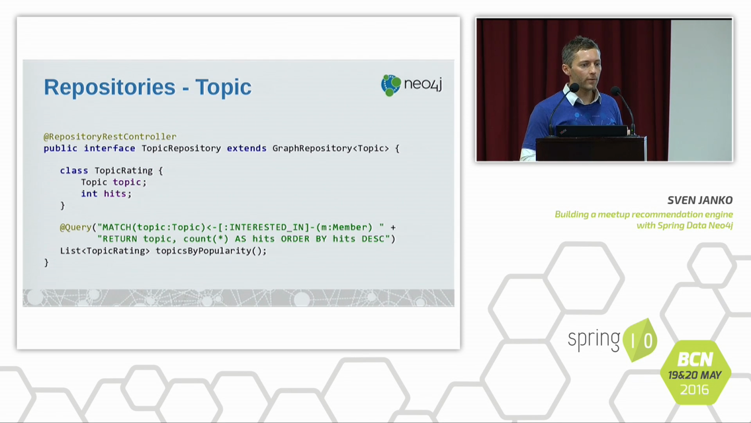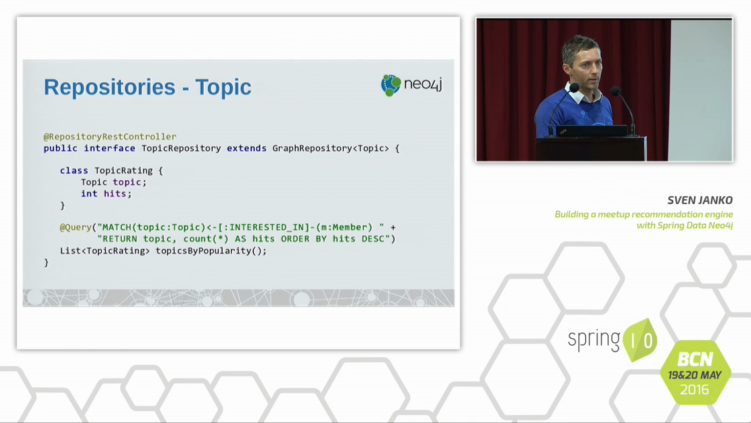Okay, then I've said that we are making use of repositories to define our queries. And this is the first example we've talked about. So we've just copied the query we have built previously to the query annotation. And we are defining the type which is being returned. This is a list of topic ratings. And the topic ratings is a special class or a simple class which we define. In our case, it's an inner class.